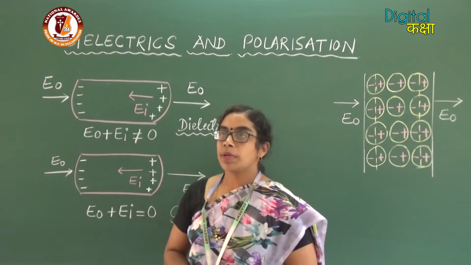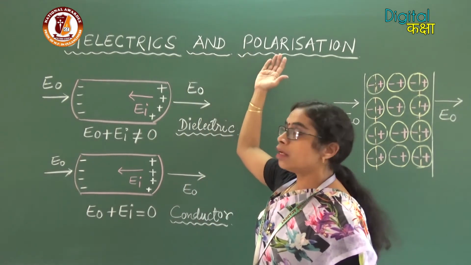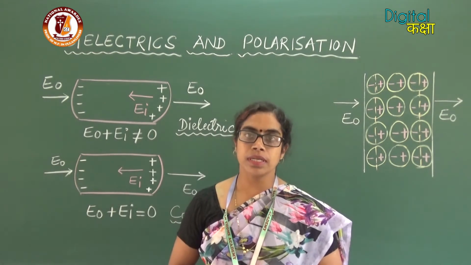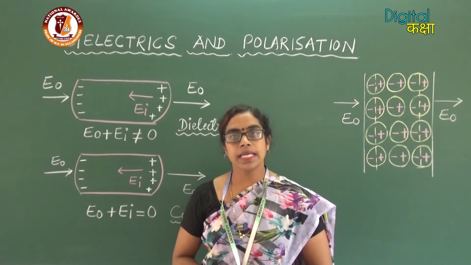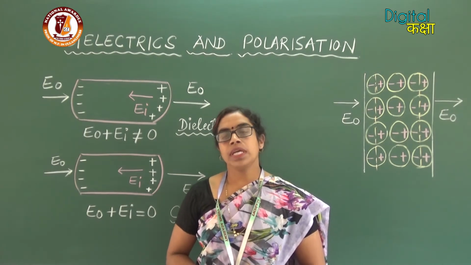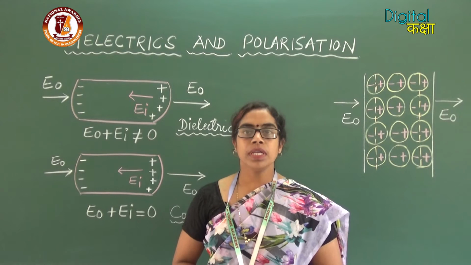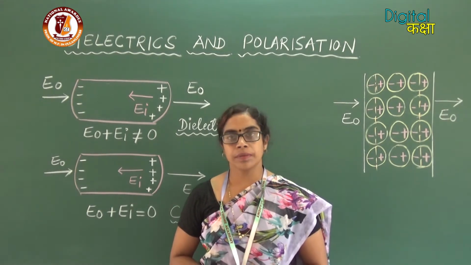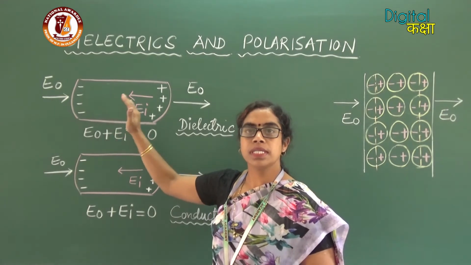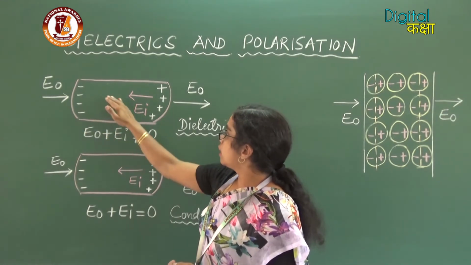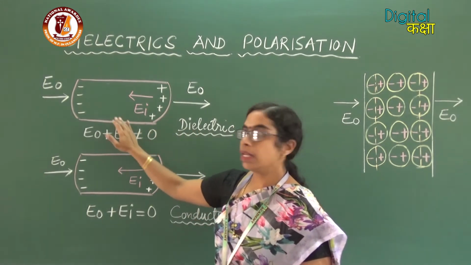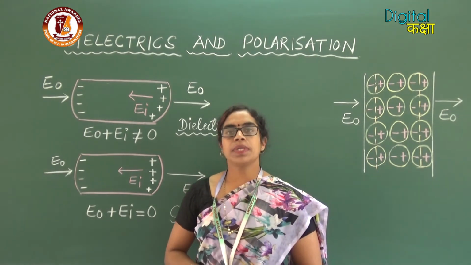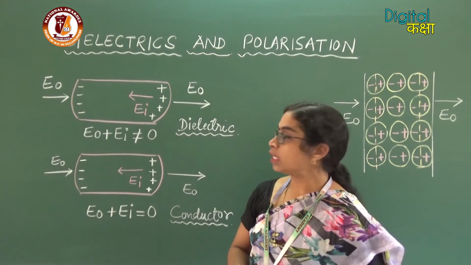Now, let us study about dielectrics and polarization. The non-conducting substances or materials are called dielectrics. They don't have any charge carriers, or even if they have, these charge carriers are negligible in number. This diagram represents the case when a dielectric is kept in an external electric field. Here, E0 represents the external electric field.